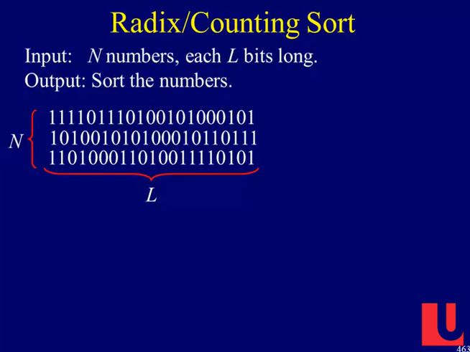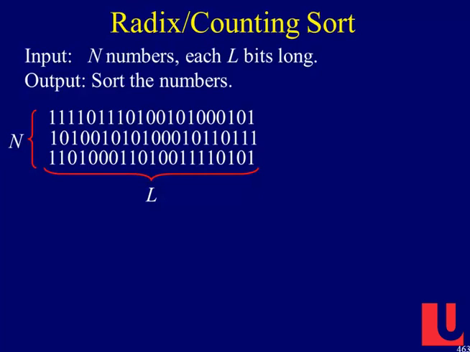I haven't quite told you the radix counting sort algorithm, so let's do that now. Here, we have capital N numbers, and each number is L bits long. And we want to sort them. The sorting time is going to be linear, not in the number of numbers, but in n times L, which is the total number of bits.